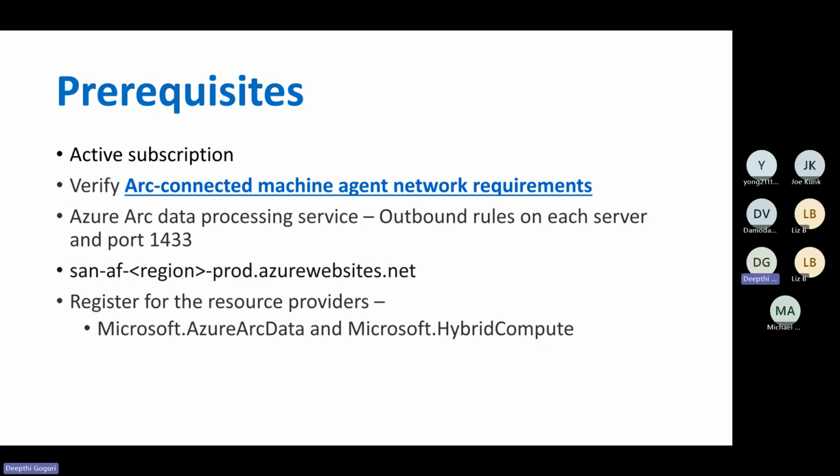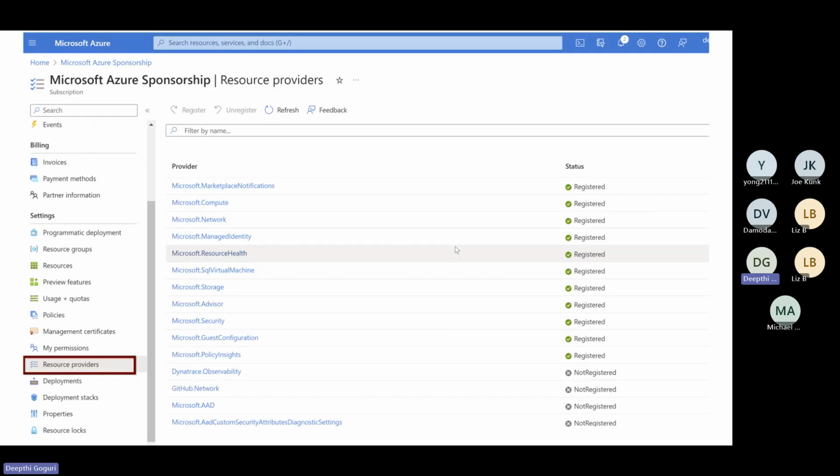Thank you. And also there are certain resource providers that you need to enable. These two resource providers are needed. Again, these are the prerequisites: Microsoft Azure Arc Data and Microsoft Hybrid Compute. You need to first enable these two resource providers. So where do you find these resource providers? Again, these come under the prerequisites.